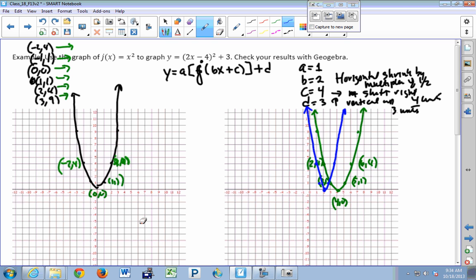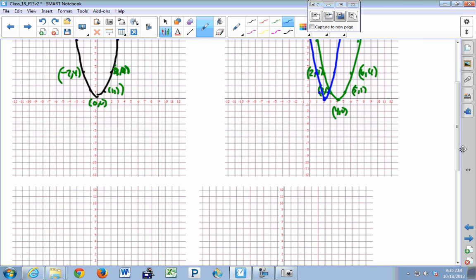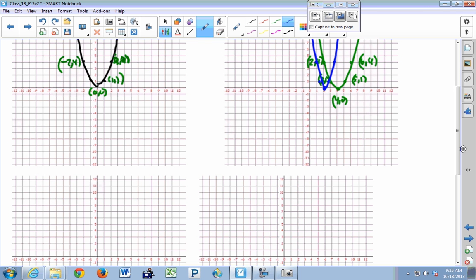And now what's the final thing I have to do? I have to move this whole thing up 3 units. That's my final thing I'm going to do. All right, so just move it up 3. So your new point is now 2, 3. You've got to do this yourself. I mean, there's just no way around it. 1, 4 becomes 1, 7. You just keep doing them. Keep doing them and you're done.